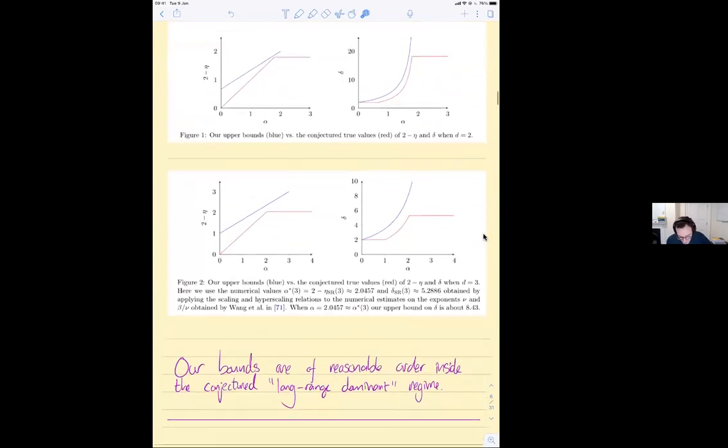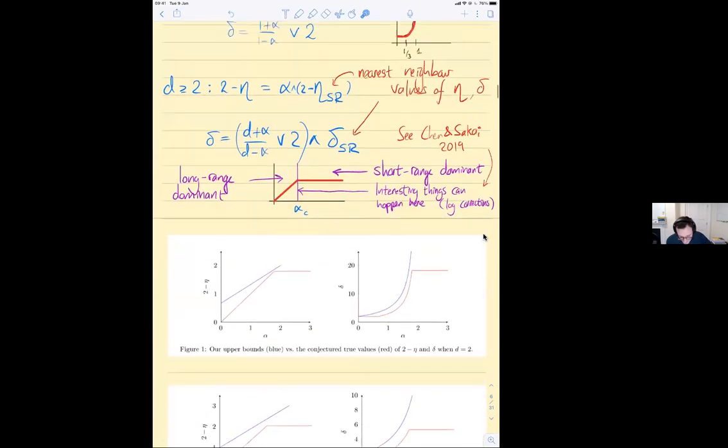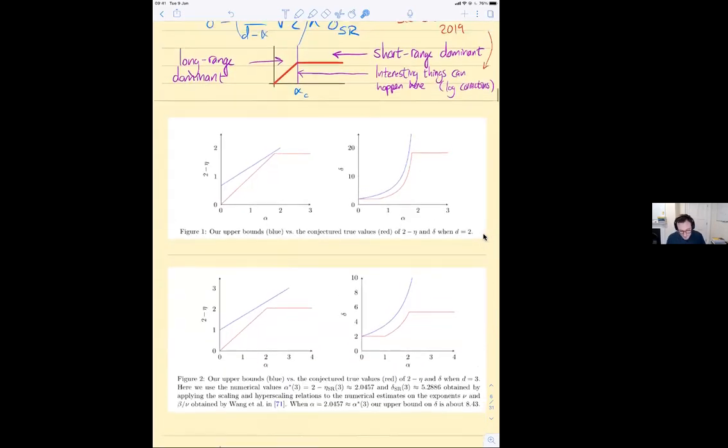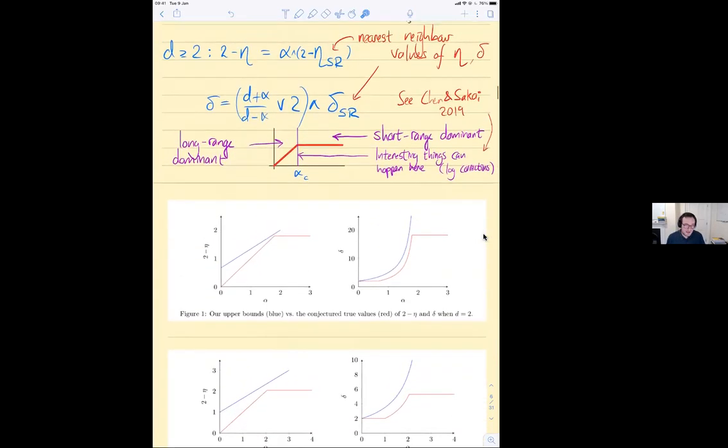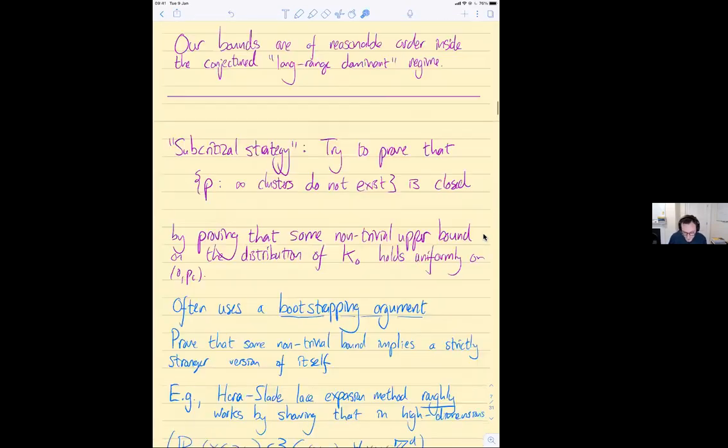But maybe one thing I should mention is that, in particular, these physics predictions mean that the class of models that are treated by this theorem should actually include models that are in the same universality class as the nearest neighbour models in 3, 4, and 5 dimensions. But of course, proving that is not within the scope of these methods. Okay.